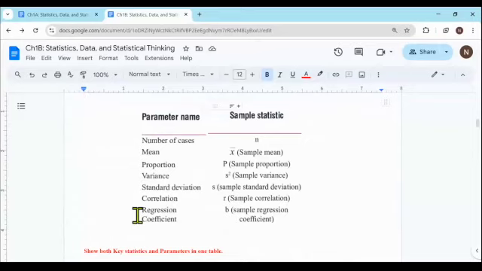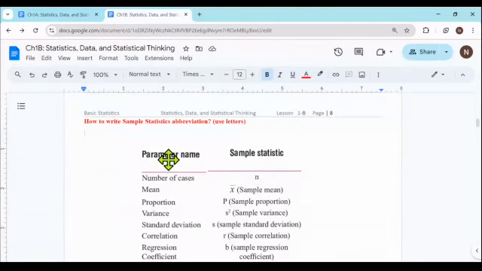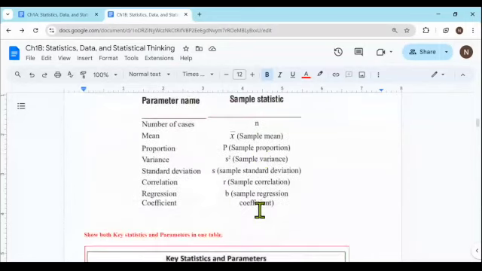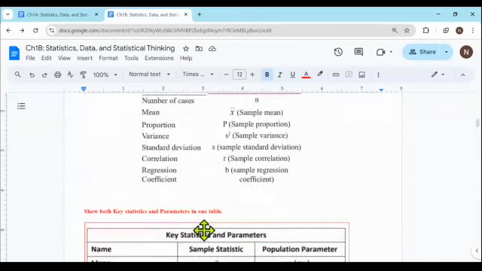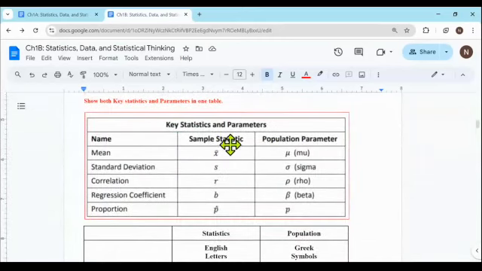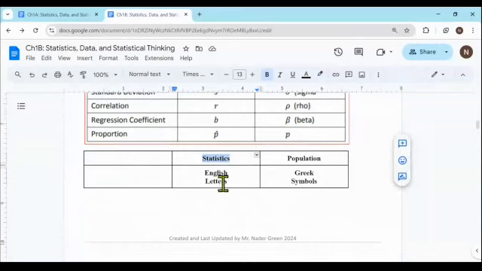No, not yet. So for statistics, we are using what? Sample, right? Those are English letters, as you can see. Together, those are the sample statistics and the population parameters. So in statistics, we use English letters. In population, we use Greek symbols.